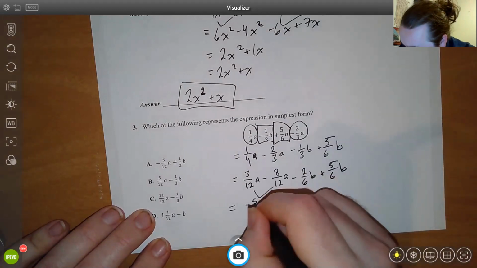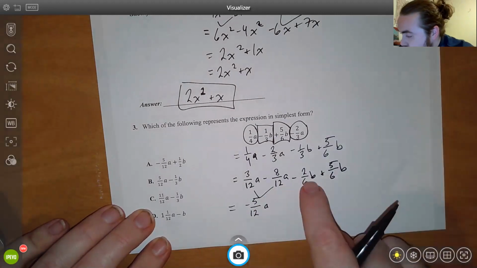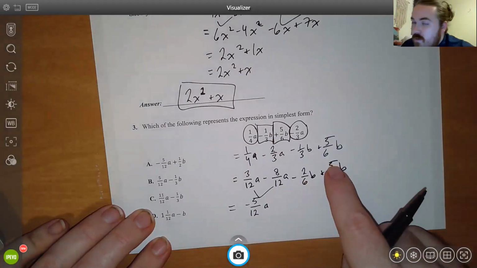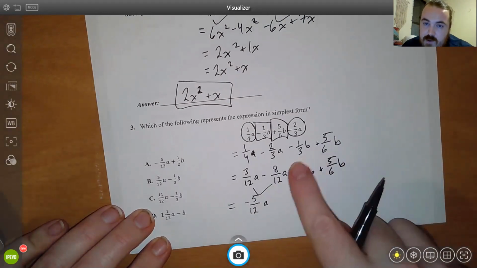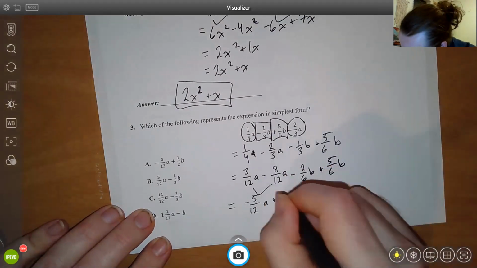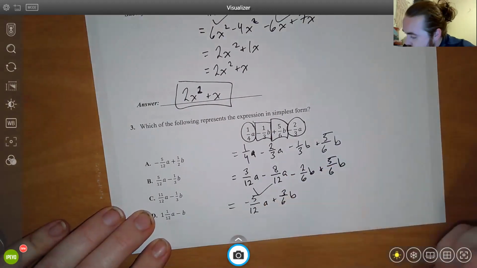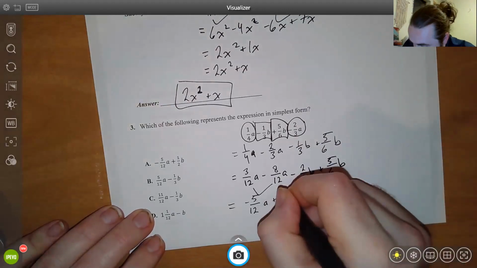So negative 5/12 A. Negative 2/6 plus 5/6. Again, you subtract because of the opposite signs. 5 minus 2 is 3, and the positive is larger, so plus 3/6 B. Oh wait, we can simplify. Can't forget to look to simplify.